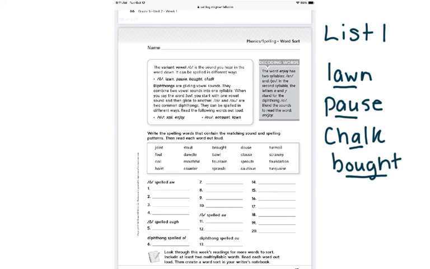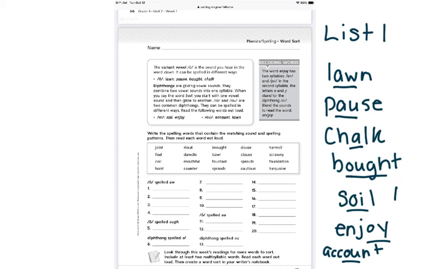We can read the following words, and we're going to underline the parts that are making the diphthong sound. Here we have soil, enjoy. Then we have account, and town. We are going to be sorting our words tomorrow, but this is just an introduction.